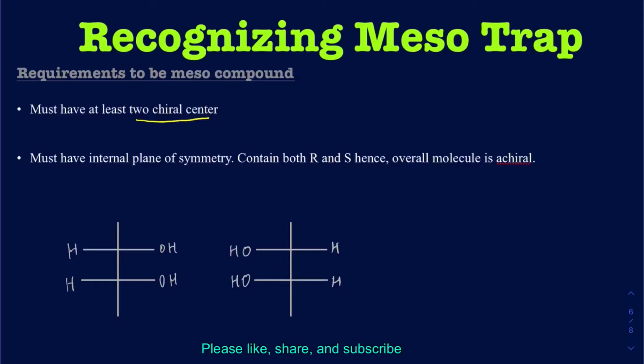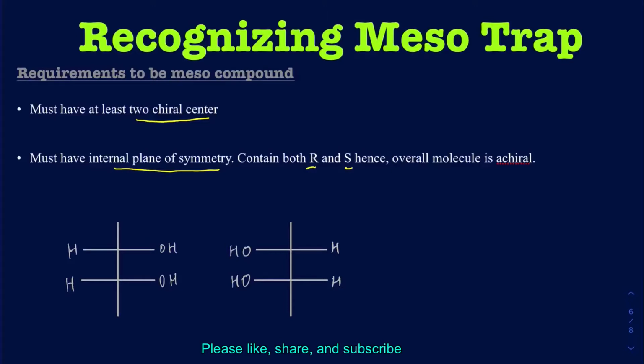In addition to that, you must have an internal plane of symmetry. What that really means is that one side of the molecule is a mirror image of the other side. In that scenario, suppose you have two chiral centers, then one chiral center would be R, and the other would be S. Or another way of saying it, if you have, suppose, four chiral centers, then 50% of your chiral centers must be R and the other 50% must be S so that they cancel one another out.